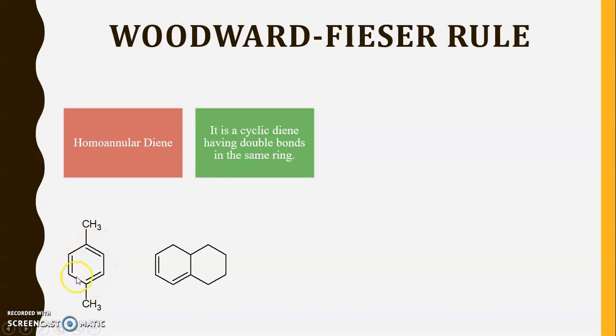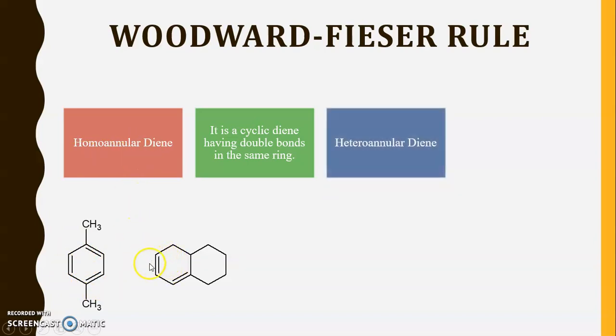If we consider these two double bonds, then it is known as a diene. As both the double bonds are present in the same ring, it is known as the homoannular diene. Here also you can see this particular ring has two double bonds. As these two double bonds are present in the same ring, it is known as the homoannular diene. Then the next definition is heteroannular diene. What is the meaning of heteroannular diene?